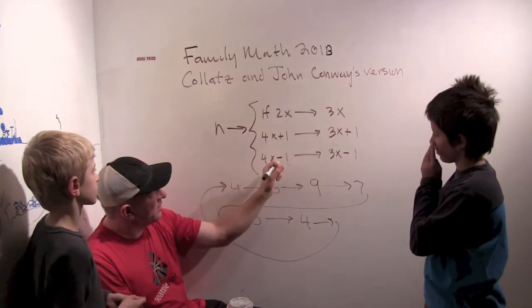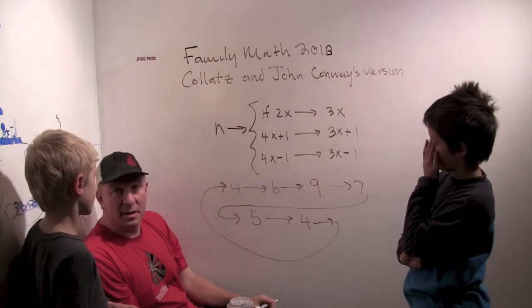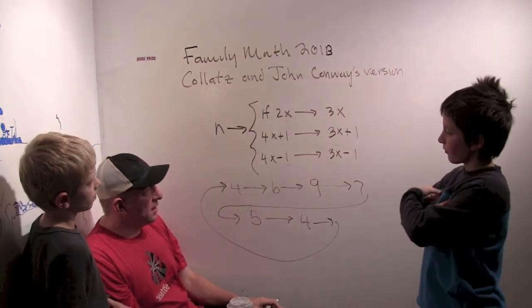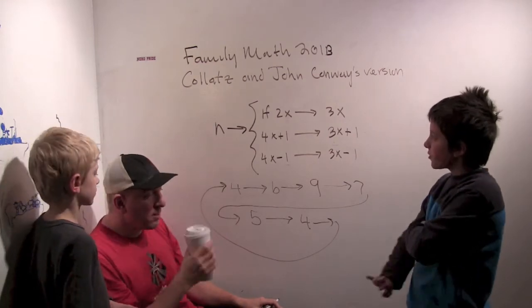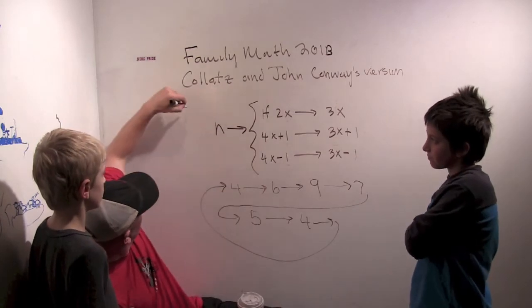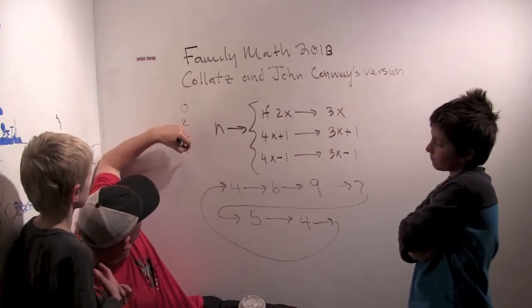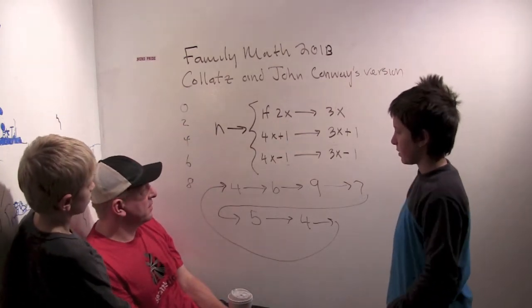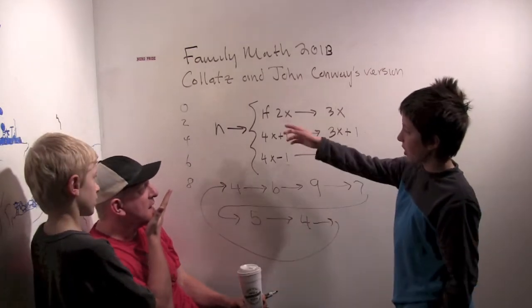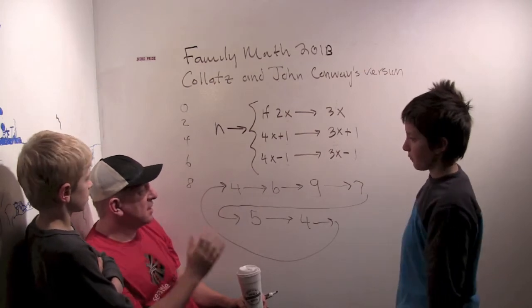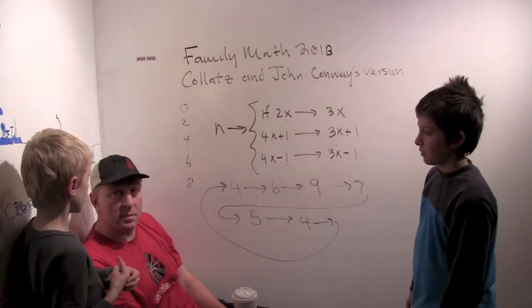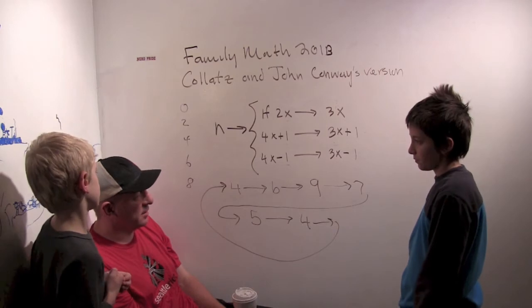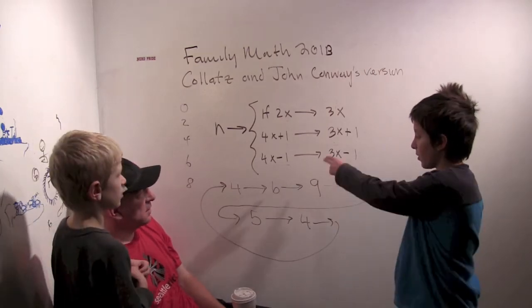But how do I know there's not a missing number? Maybe 10 wouldn't work, or maybe 27 wouldn't work. Well, the 2x covers all even numbers. So let's look at a few: 0, 2, 4, 6. I know all my even numbers are good. And the 4x plus 1 and 4x minus 1 cover all odd numbers around a multiple of 4. So if we have a missing number, it's an odd number, and it's not one away from a multiple of 4.